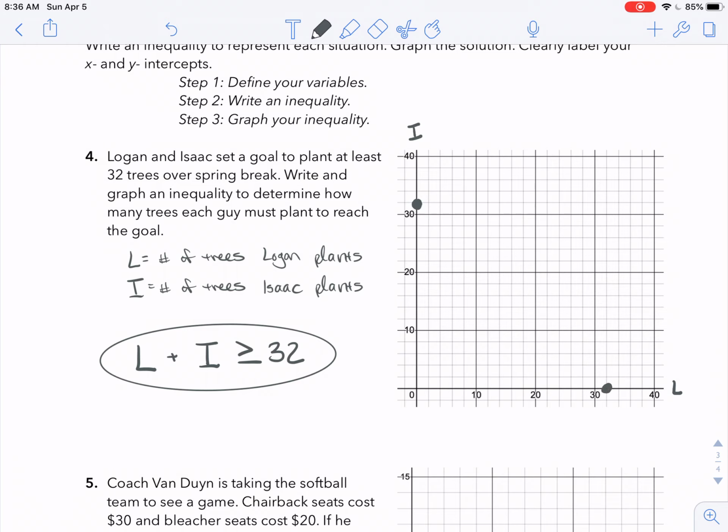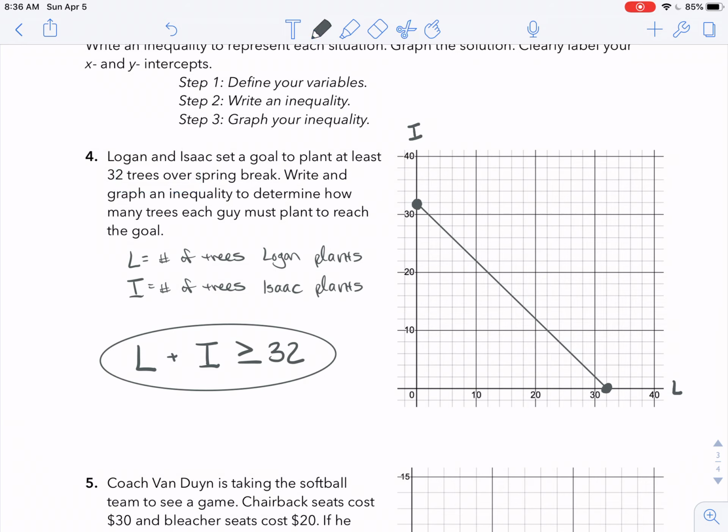It's going to be a solid line. So we're going to connect our dots with our solid line. Now, it doesn't make sense to plant negative trees. It's not that they're uprooting any trees or anything. So we don't have to deal with negatives. We can just stay positive here.